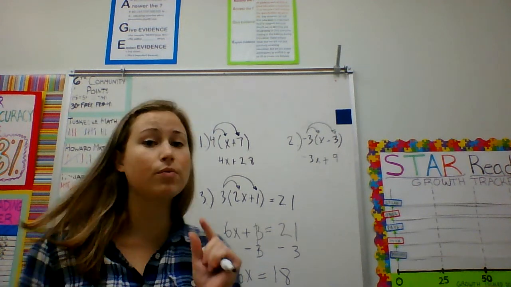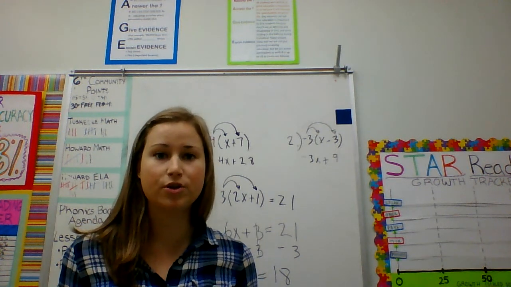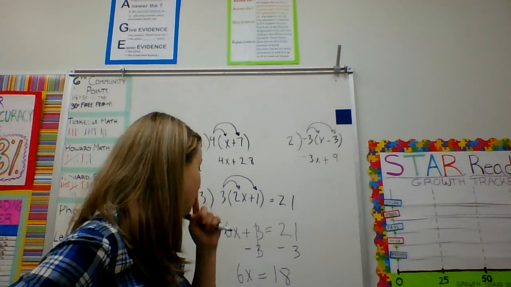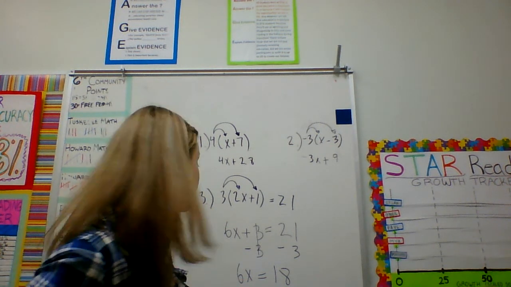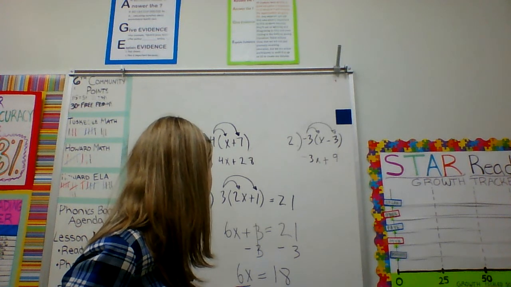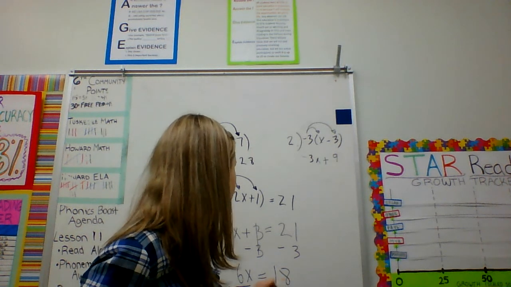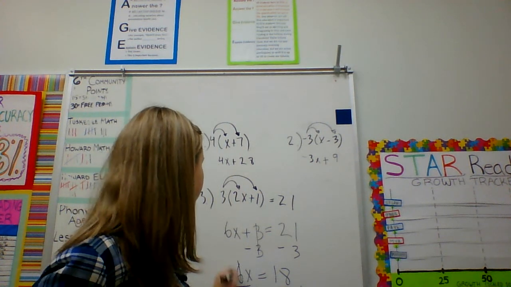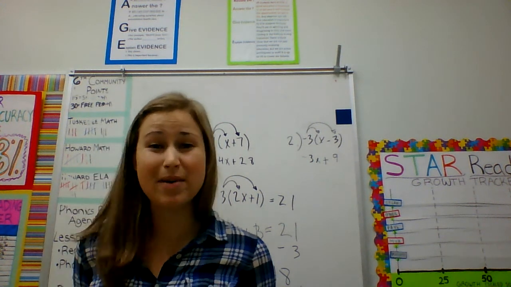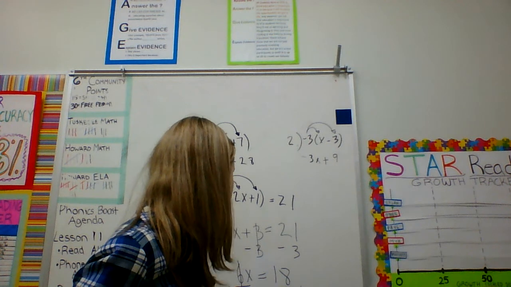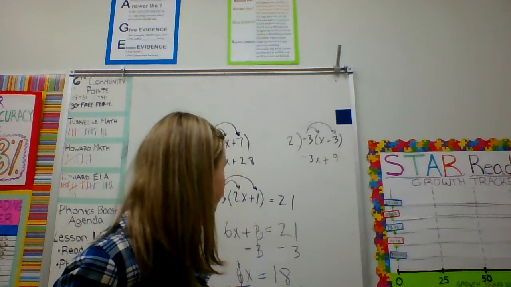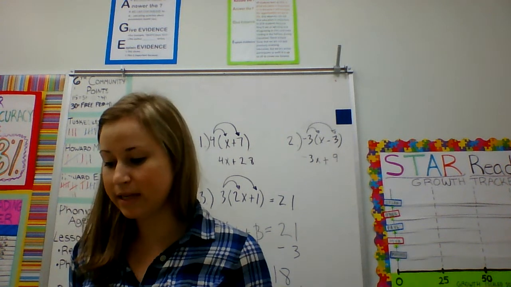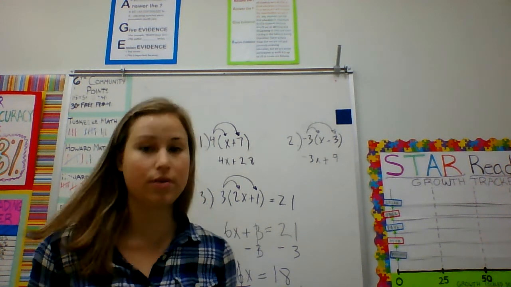This is just a one-step equation now. Anytime I see a number right next to a variable, I know it's multiplication. So I need to undo it. I need to do the inverse operation of multiplication, which is division. So I'm going to divide both sides by 6. 6 divided by 6 is 1. 18 divided by 6 is 3, because 3 times 6 is 18. And this is our answer for example 3, x equals 3.